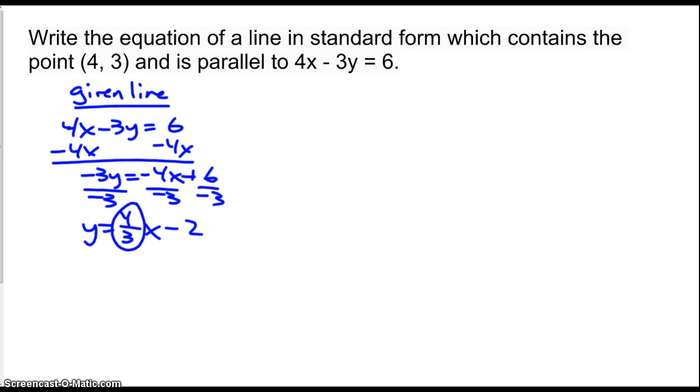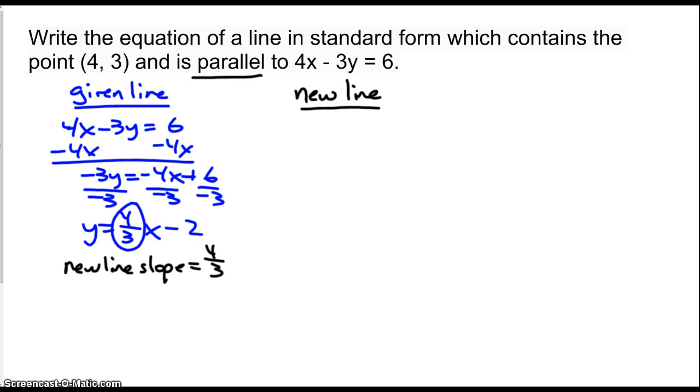The new line has to be parallel to that. And I know that the new line slope therefore must be equal to the other slope. So I need to also have this new line have the slope of 4/3. Okay, so let's work on the new line now. The new line, we want it in standard form.